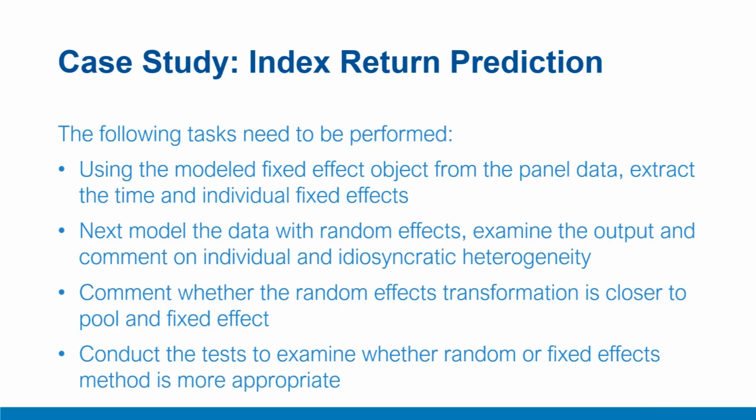Next, in case we find the fixed effects are indeed significant, we'll try to extract these time and individual fixed effects from the modeled fixed effect object from the panel data regressions. We'll also model the data with random effects and we'll examine the output and comment on individual and idiosyncratic heterogeneity. We'll also comment whether random effect transformation is closer to pool or fixed effect.